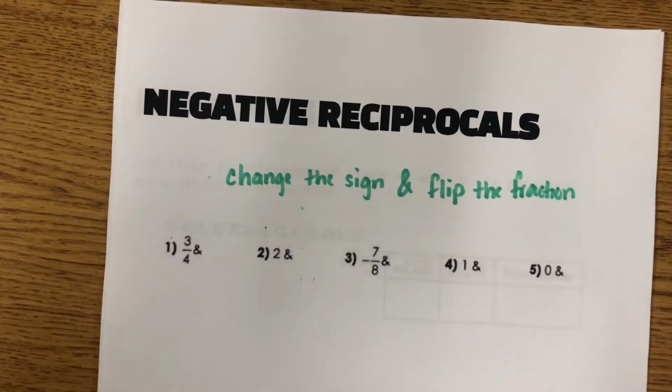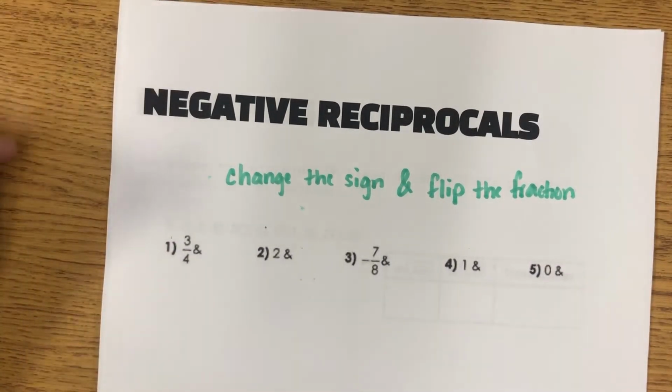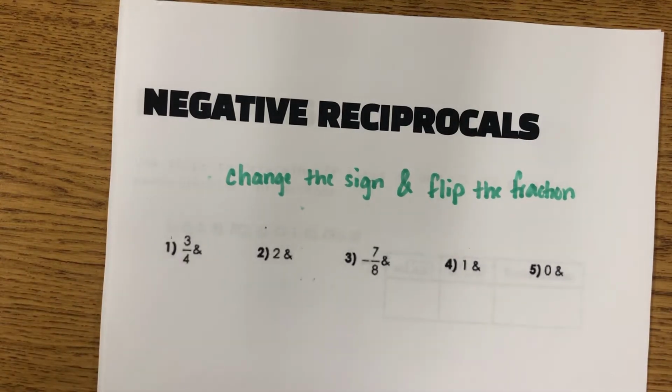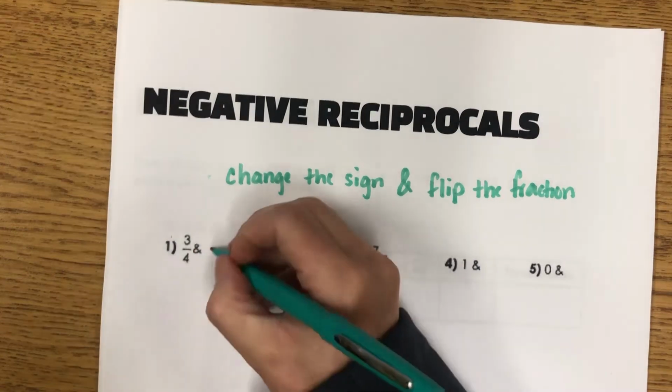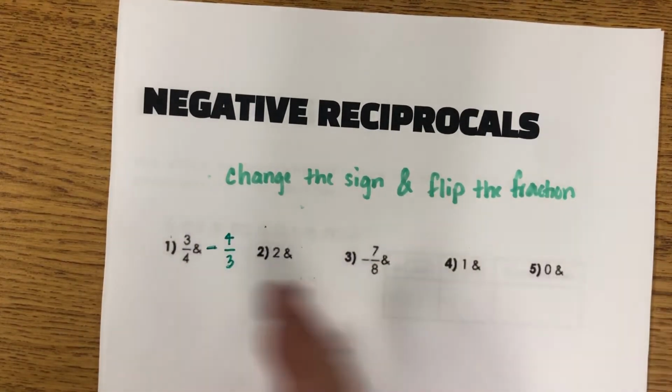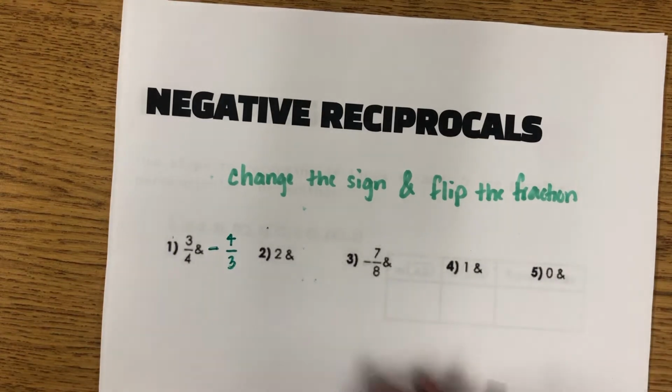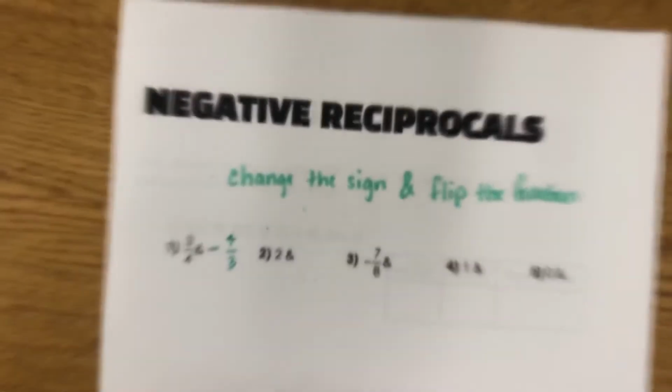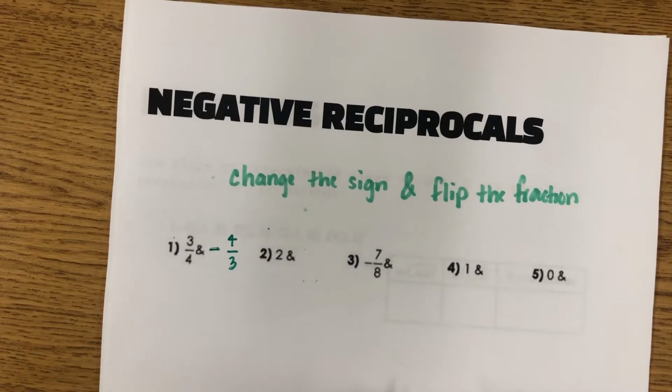On number 1, where we have 3/4. So in order to find the negative reciprocal of 3/4, we would change it from a positive to a negative and then flip it. So then it would be negative 4/3. So go ahead and try 2 through 5, pause the video, try those numbers, and then come back on and see if you got them correct.